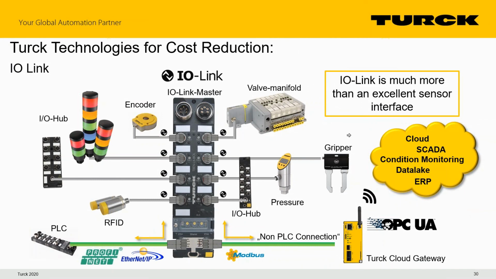So IO-Link, it's more than just a simple sensor interface. It allows me to reduce my I/O count because I put one IO-Link master out here. I can pick up an encoder that would have otherwise required a high-speed counter input. I can do RFID, which would have otherwise required an RFID interface. I've got discrete I/O points here. I've got an analog I/O point. So that would have forced me to 2 different blocks right there.